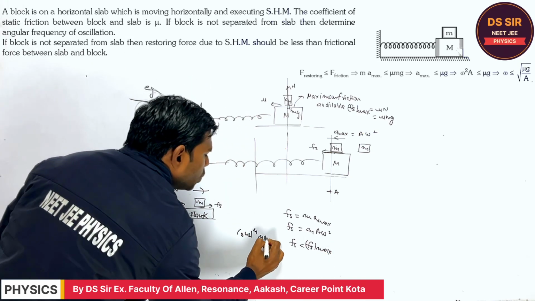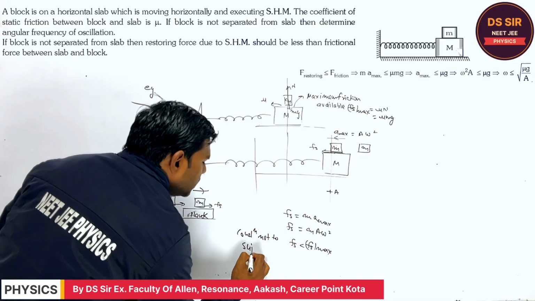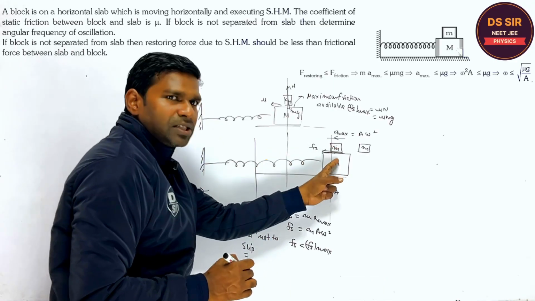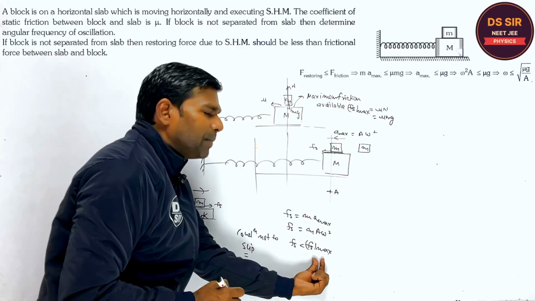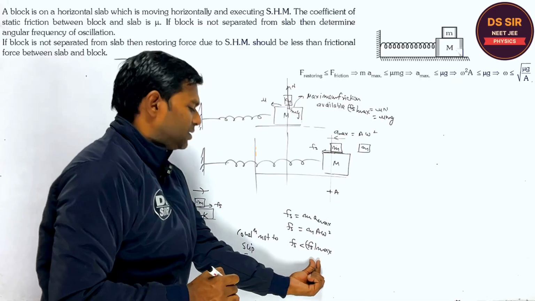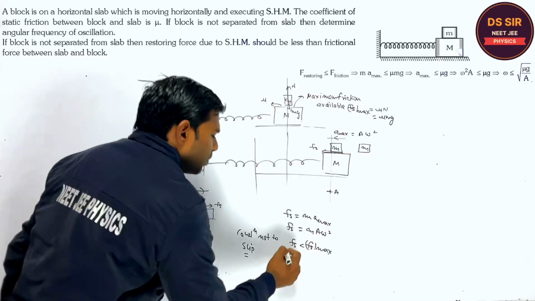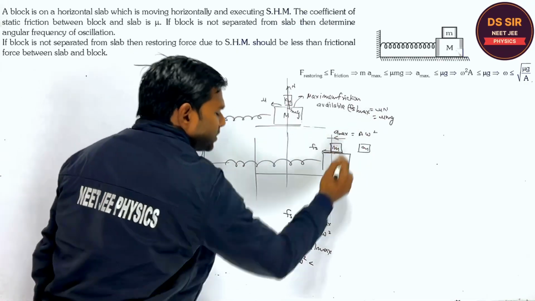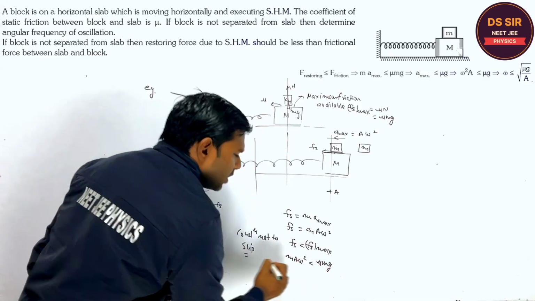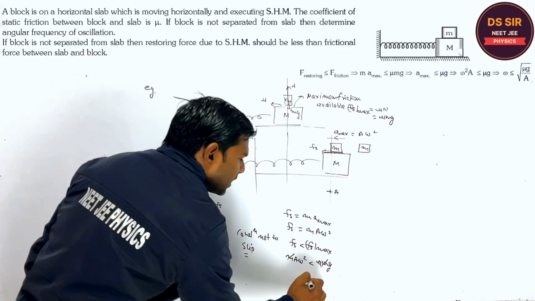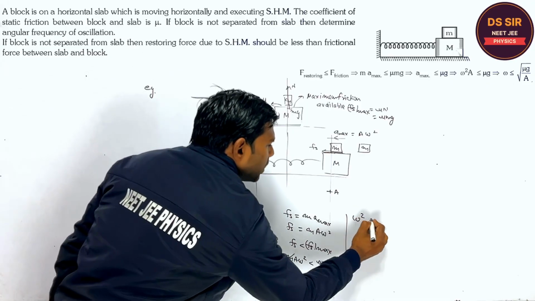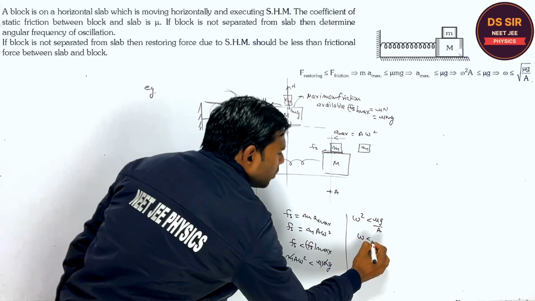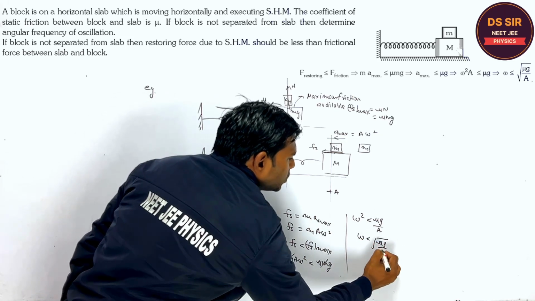Condition not to slip. The static friction on this block must be less than the maximum available friction. So what is the static friction at this point? m a omega square must be less than Fs max, which is what? Say mu m g. Are you getting it or not? The m will cancel out. So omega square must be less than mu g by a. So the angular frequency must be less than root of mu g by a.